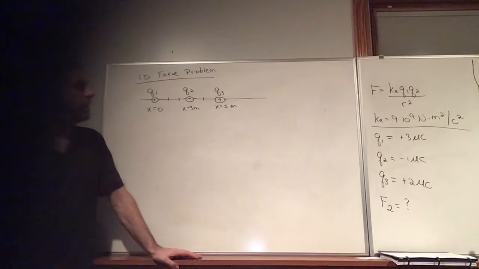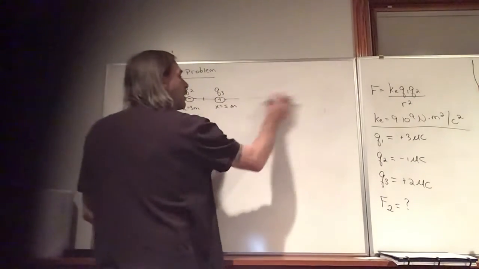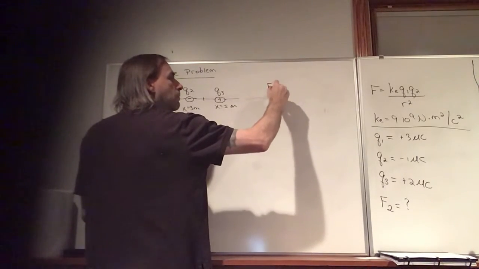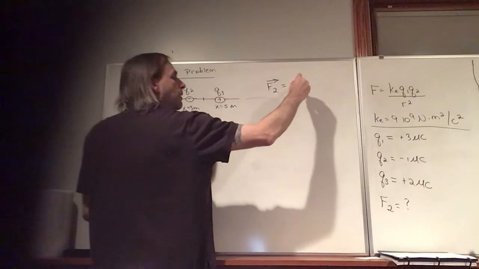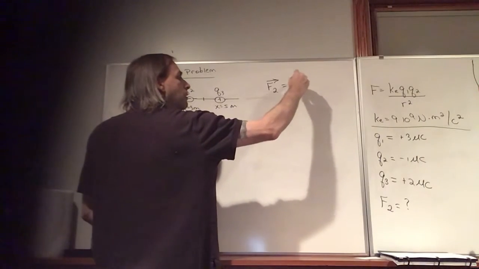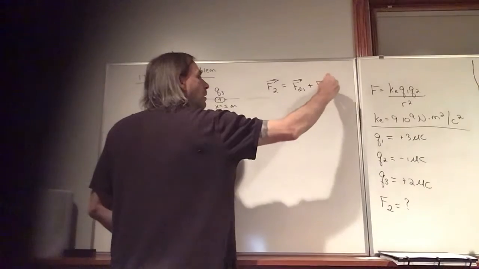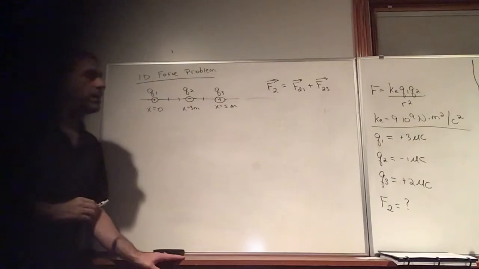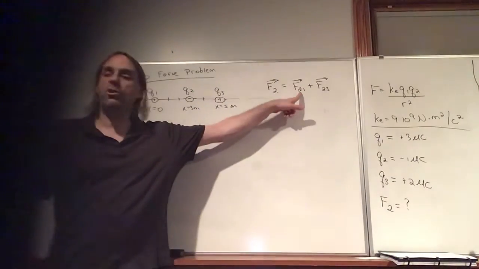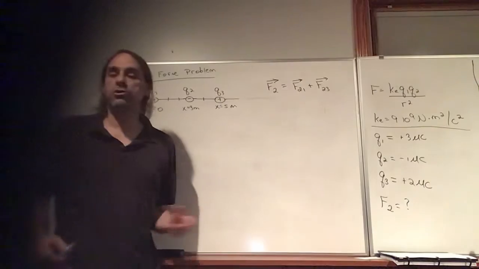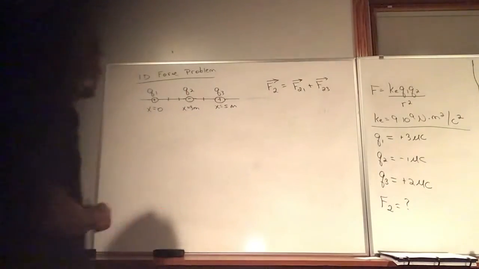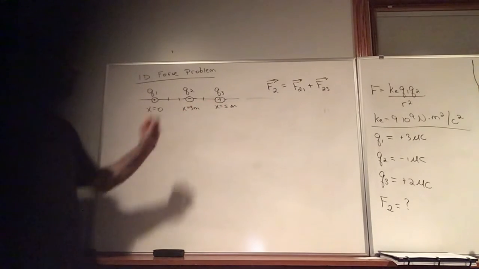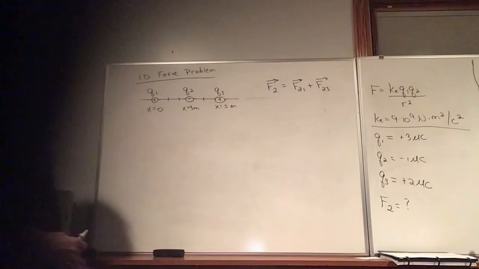So what we're going to do is calculate, I'm going to write this down, the force on 2. This is going to be F21 plus F23. So again, the subscripts, the first one refers to the object, the second refers to where the force is coming from. So we have the force on 2 due to 1 plus the force on 2 due to 3. And we calculate these forces separately.